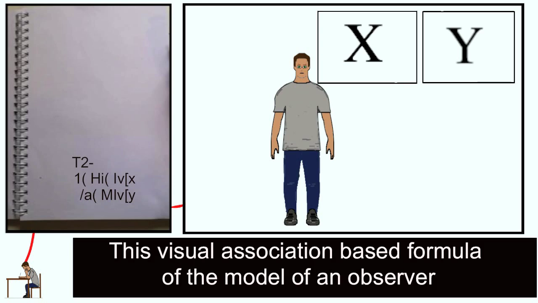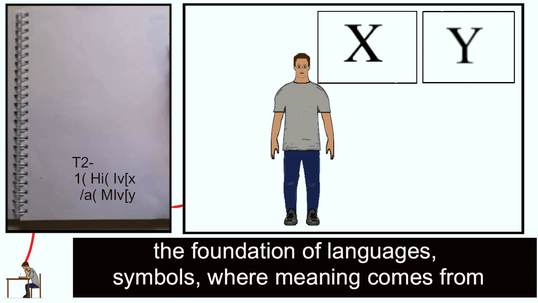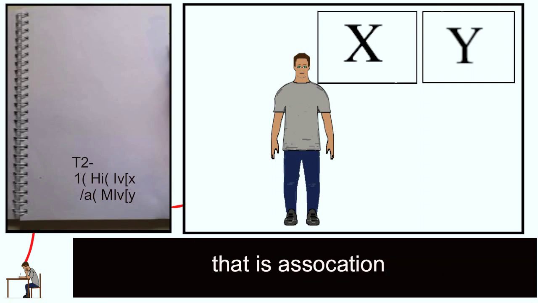This visual association-based formula of the model of an observer just demonstrates how simple it is to begin to understand the foundation of languages, symbols, where meaning comes from. That is association.